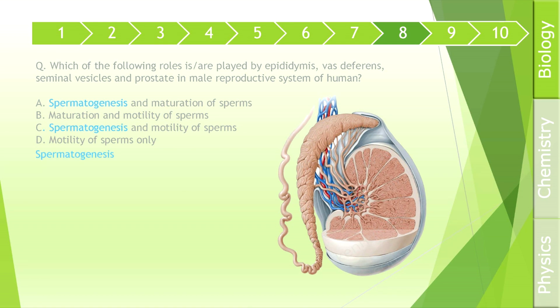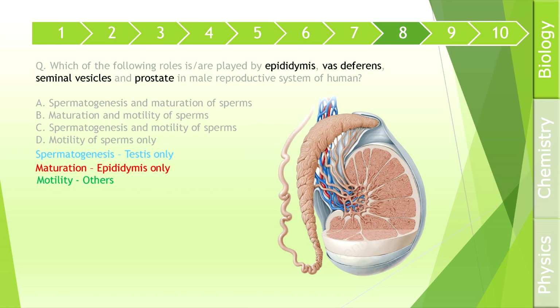Let us mark it in cyan. Second process is maturation. Let us mark it red. Third process is motility. Let's note it in green. Keeping only these 3 aside, I'm providing with the associated parts of the reproductive system. Testes are responsible for spermatogenesis. Maturation takes place in epididymis. Others involve in motility of the sperms.